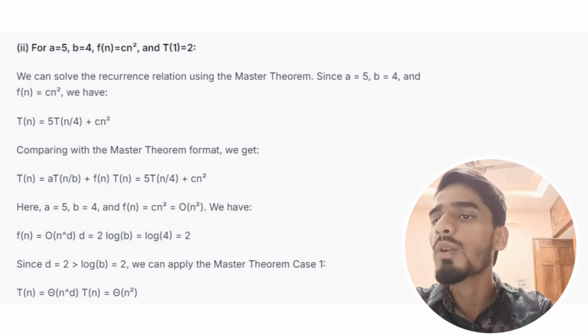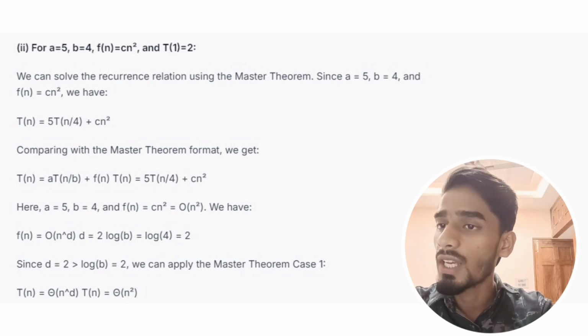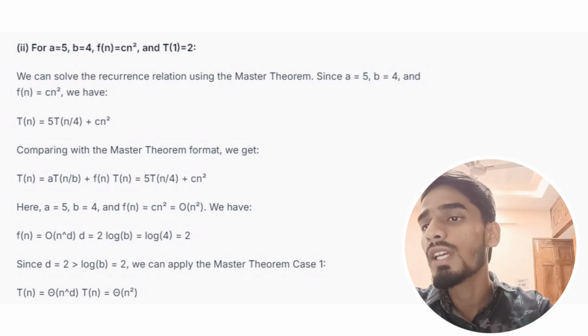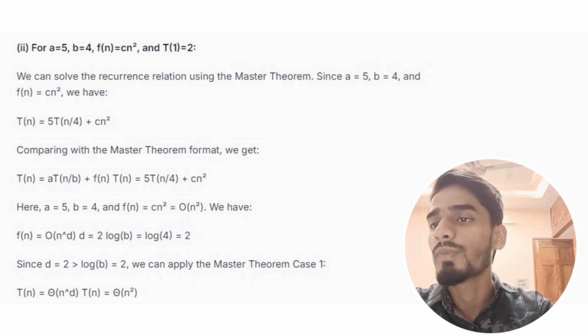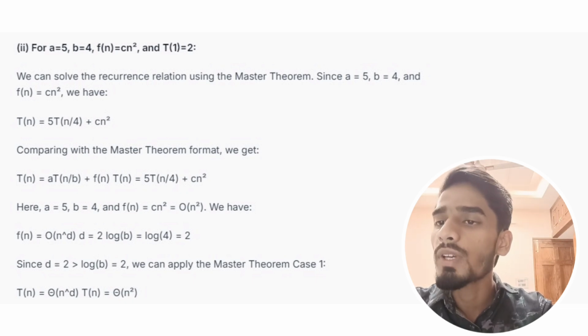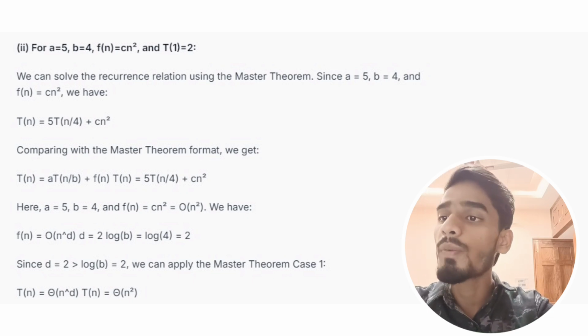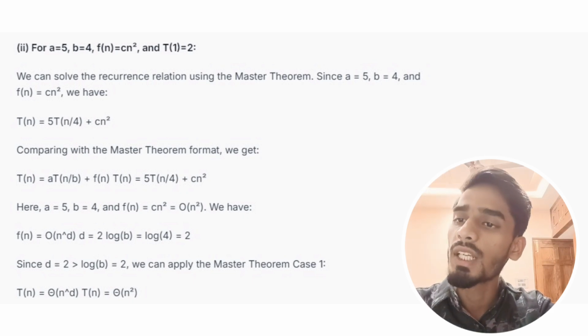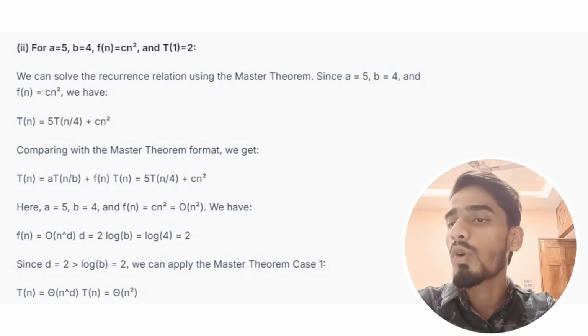Comparing with the master theorem format, we get T of n is equal to aT of n by b plus f of n, which is equal to 5T of n by 4 plus cn square. A is equal to 5, b is equal to 4, and f of n is equal to cn square, which is equal to big O of n square. We have f of n is equal to big O of n power d, where d is equal to 2, and log b is equal to log 4, which is equal to 2.